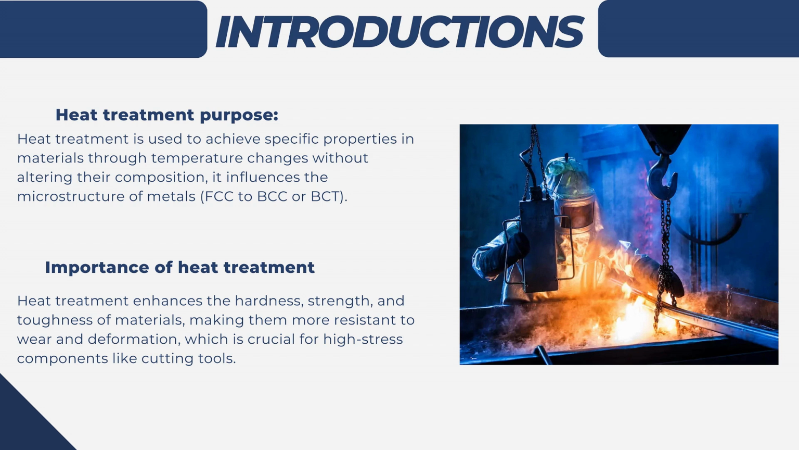As I have mentioned before, heat treatment allows us to influence and control the microstructure of metals, such as from FCC to BCC or from FCC to BCT. This property enhances the hardness, strength, and toughness of materials, making them more resistant to wear and deformation, and is useful to create things like knives and swords where high hardness is needed.